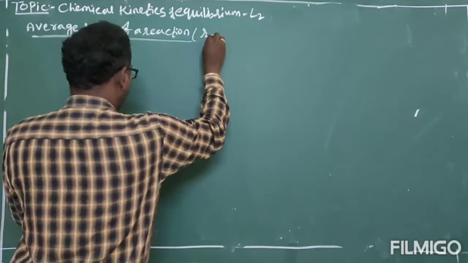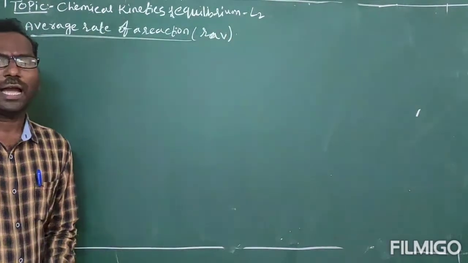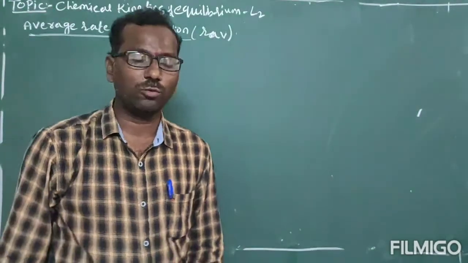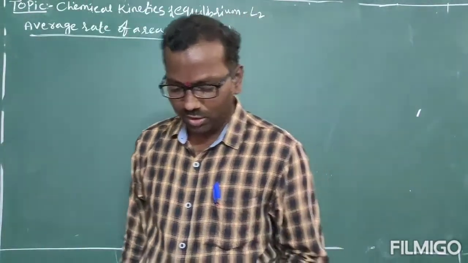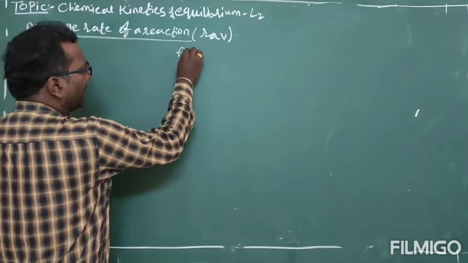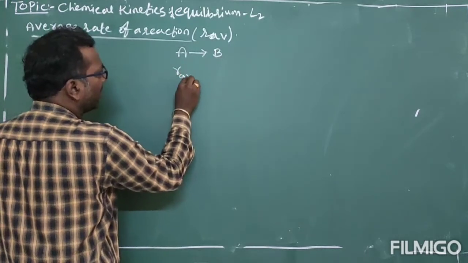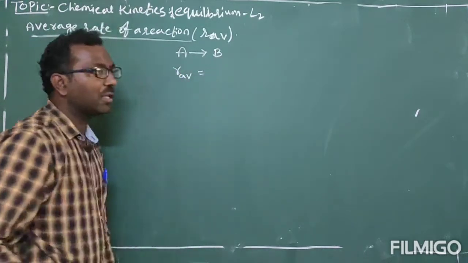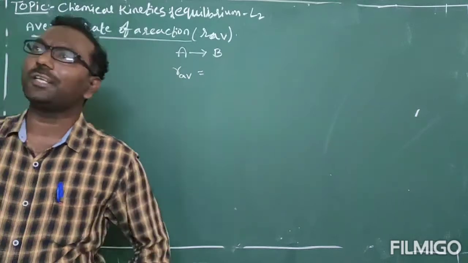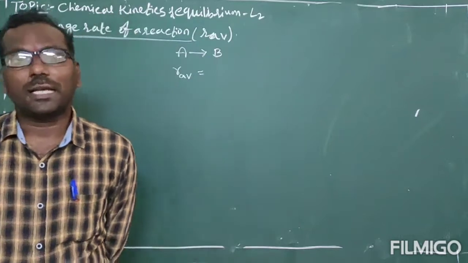It is denoted by R average. Okay, average rate of a reaction. How to find that we will be seeing. So suppose you consider a reaction A gives B, then the average rate of reaction is nothing but the difference between the concentration of the reactants or products by the time taken.